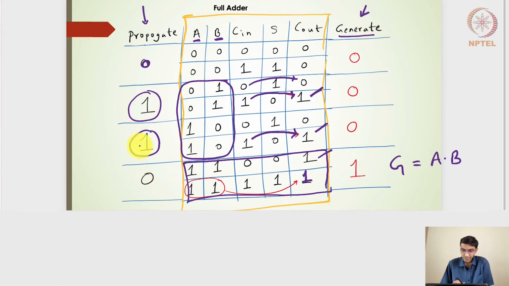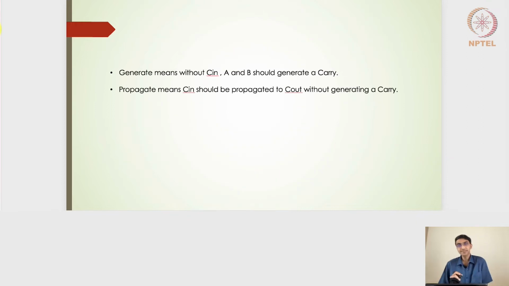And this is 1 and 1 because here the C input, which is the carry generated in the previous lower bit, is propagated in this present bit. Right, because one of my A or B is 1, right? So that defines the generate and the propagate bit, which we will use to design the higher order adder systems. Right, so generate means without C input, A and B should be able to generate a carry, and propagate means C in should be propagated to C output without generating a carry.